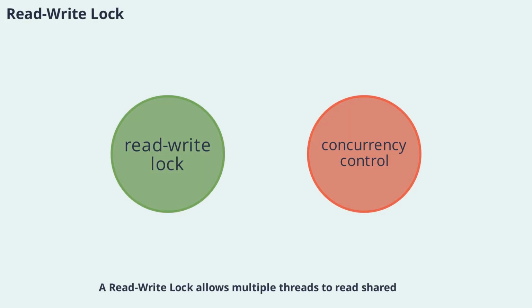ReadWriteLock allows multiple threads to read shared data simultaneously while restricting write access to a single thread. The ReentrantReadWriteLock class optimizes performance in scenarios with frequent reads and infrequent writes. Multiple readers can acquire the read lock without blocking each other, but writers must acquire the write lock for exclusive access. This prevents data inconsistency and improves efficiency.